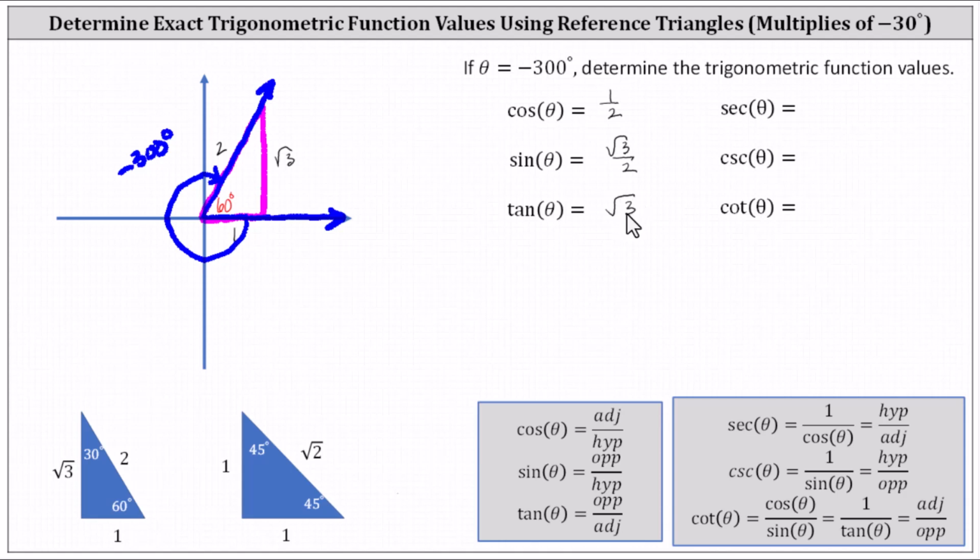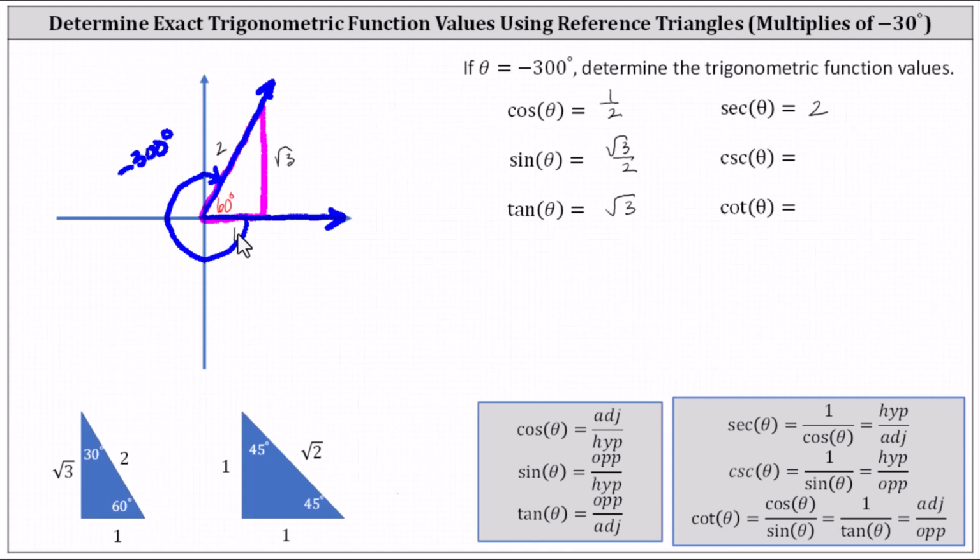The secant function value is equal to the reciprocal of the cosine function value, or if we want to use the reference triangle, it would be the ratio of the hypotenuse to the adjacent side. Notice the reciprocal of 1/2 is 2 divided by 1, or 2, and using the reference triangle, the ratio of the hypotenuse to the adjacent side is 2 divided by 1, which of course is also 2.